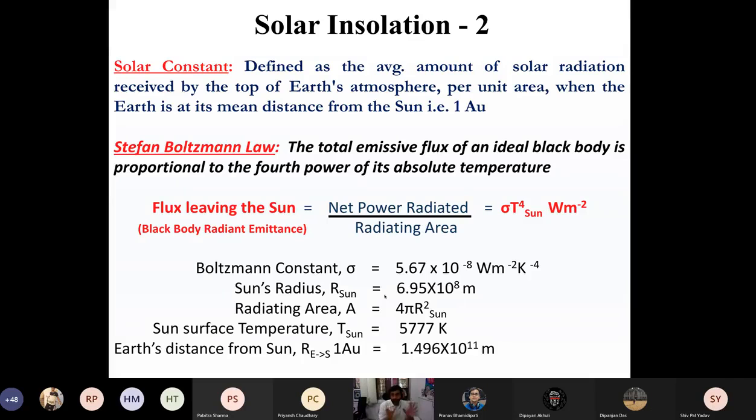Okay, and this is when the distance between the sun and the earth is at its mean, which we also call one astronomical unit, the mean distance between the earth and the sun. So if we utilize the Stefan-Boltzmann law, we can say that the flux of energy leaving the sun is the net power radiated per radiating area, which is sigma T to the power 4, in watts per meter square. And these are the constants being used.